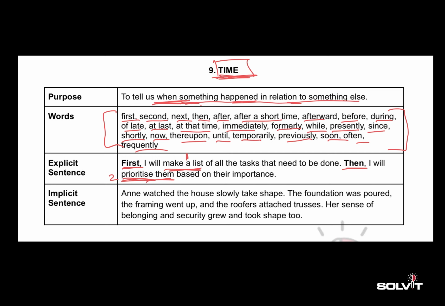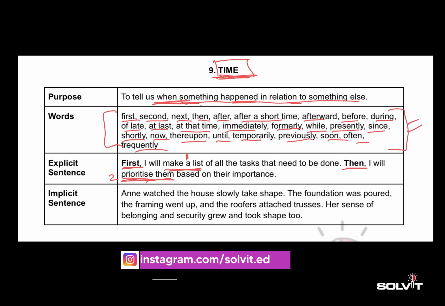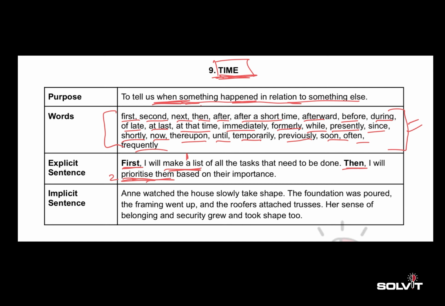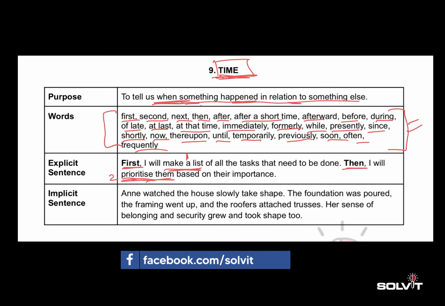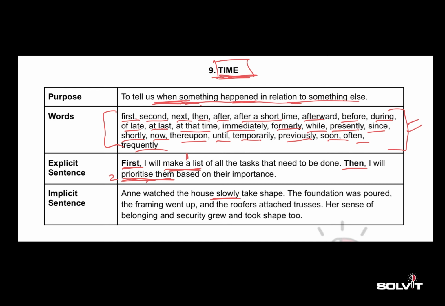Okay, so even though there are no specific words or phrases used in this, you sort of know that this sentence is telling you the time of an event happening. Okay, how do we know that? Let's read it again. Anne watched the house slowly take shape. Then the next sentence is describing the house taking shape step by step. Okay, the foundation was poured, number one. The framing went up, number two. The roofers attached trusses, number three. This is the third event.